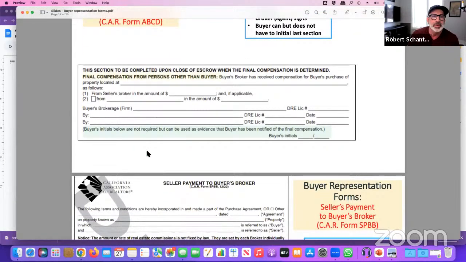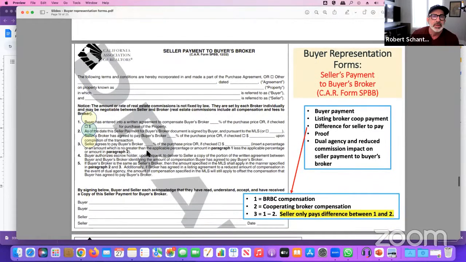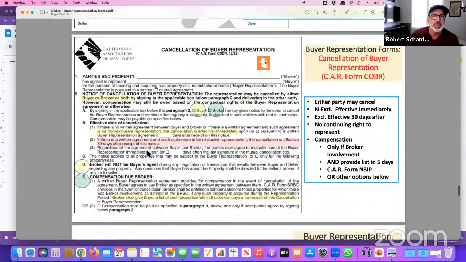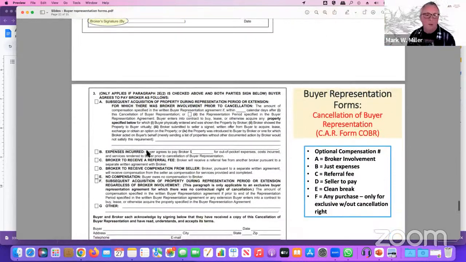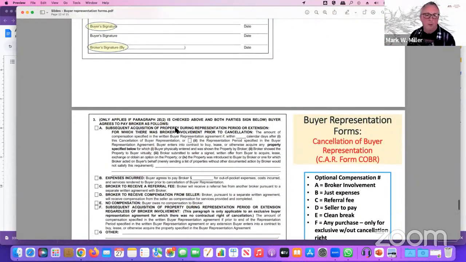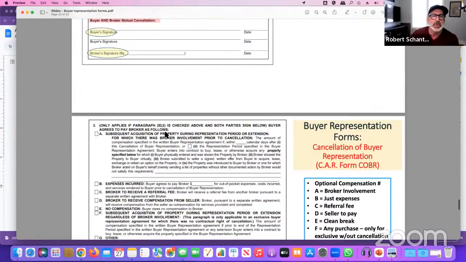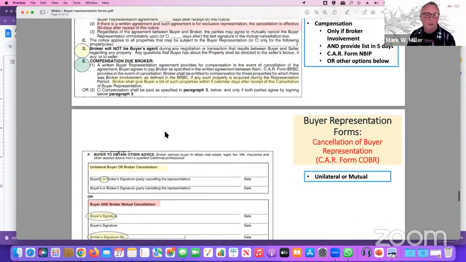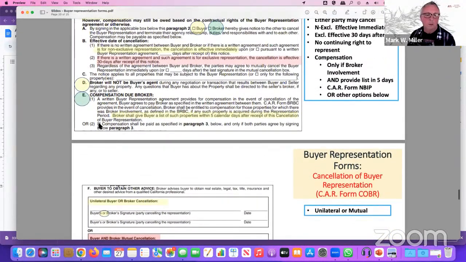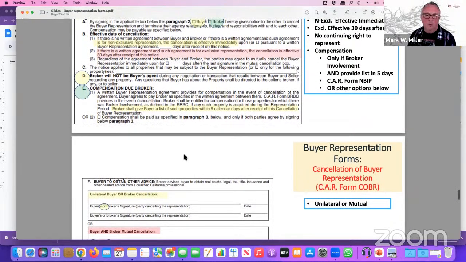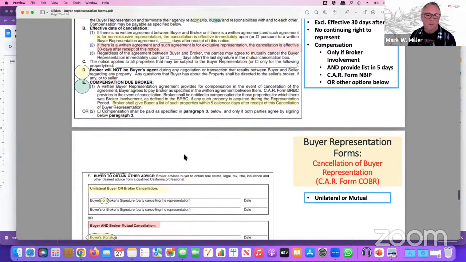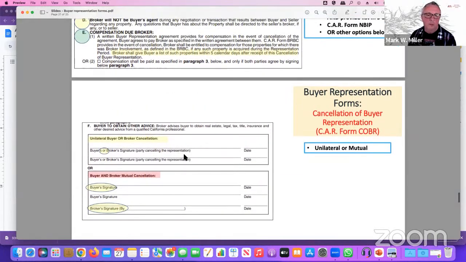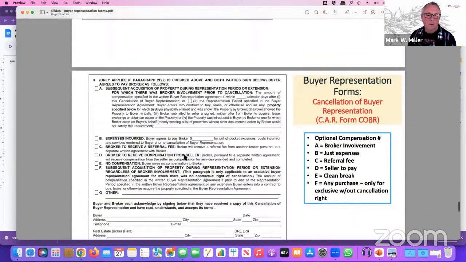I'm not seeing it, Mark. I think it's right there. Just go up one page. 2E2. Yeah, go up one page. So, okay, it's right there. 2E2. Okay. Compensation will be paid as specified in paragraph 3 below, and only if both parties agree by signing paragraph 3. Okay, so let's look at paragraph 3. Go down. Okay.